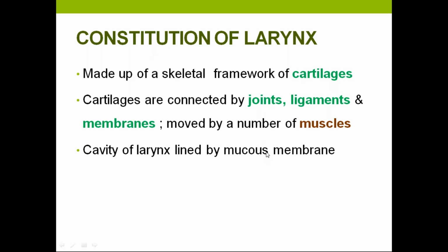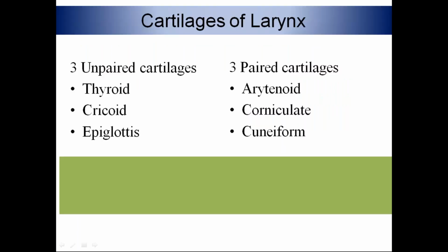The larynx is made up of a skeletal framework of cartilages. The cartilages are connected by joints, ligaments, and membranes, and it is moved by a number of muscles. Inside the larynx, you will have the cavity which is lined by the mucous membrane. In the next slide, we'll see the cartilages of the larynx.